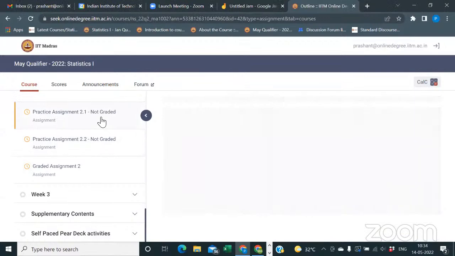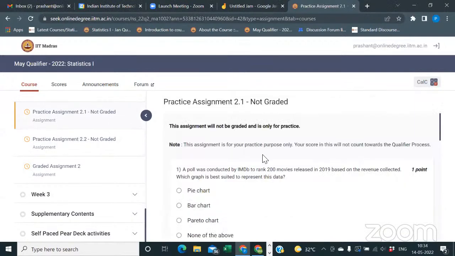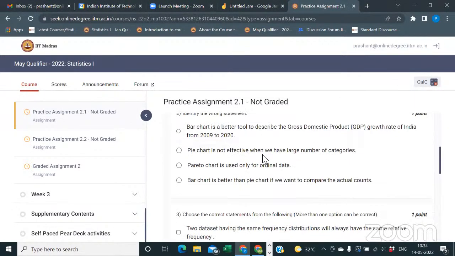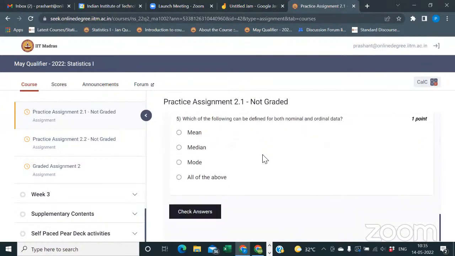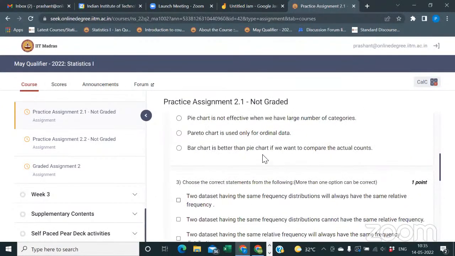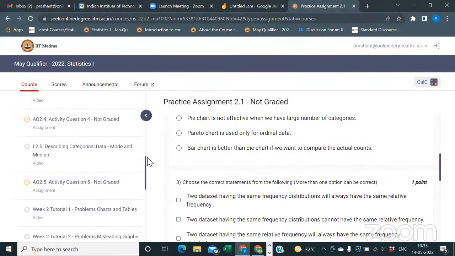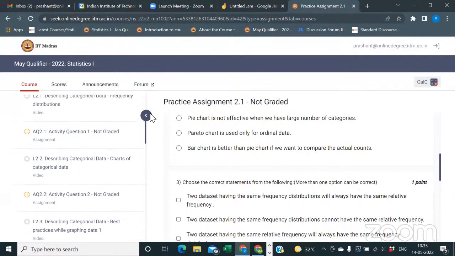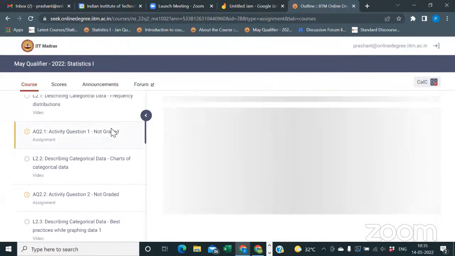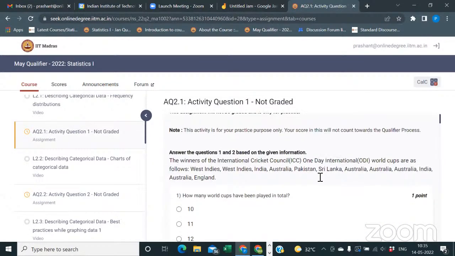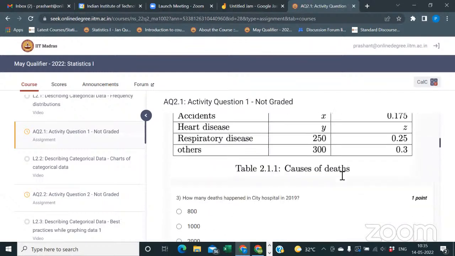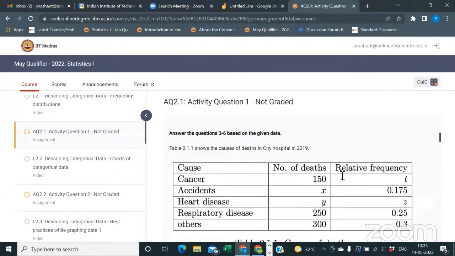There's a table of causes of death in the hospital. Could you explain this? It is the activities, the first one. Okay, one second. This one? Table 2.1.1. Yes. So this is the doubt, yes, please.